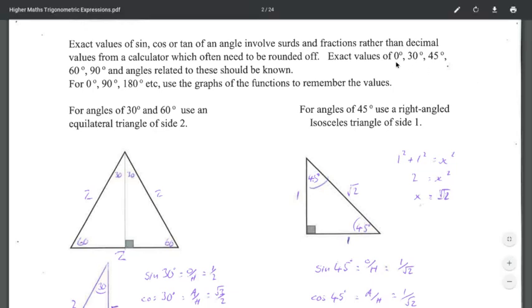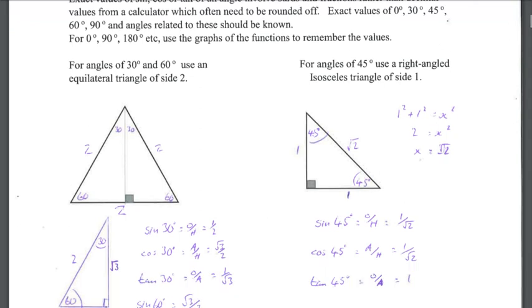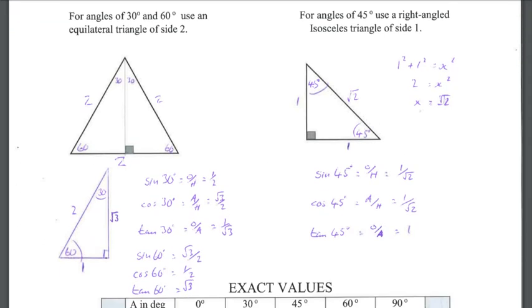So we need to know sine of 0, sine of 30, sine of 45, sine of 60, sine of 90, and also cosine and tangent of those angles as well. So let's look at the 30, 60 and 45 degrees first of all.